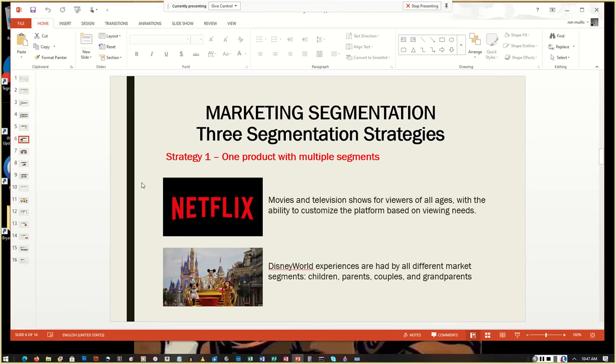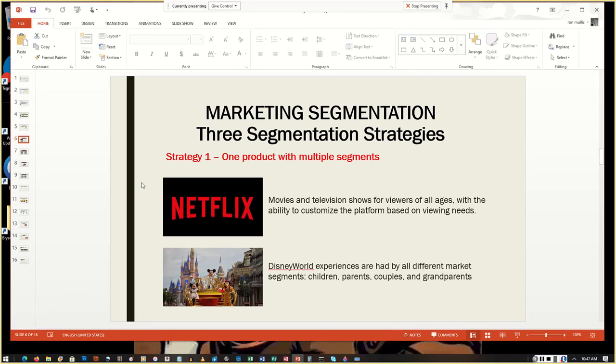The first one being Netflix. Netflix is a sole product, yet there are so many markets that use it. There are movies and TV shows for viewers of all ages, with the ability to customize the different platforms based off of your viewing habits or your viewing needs. They also include filters to make streaming suitable for children. Netflix is one platform with multiple segments that they constantly appease.